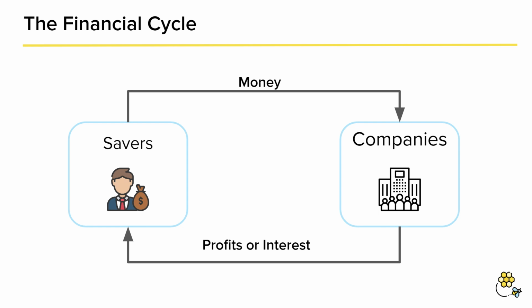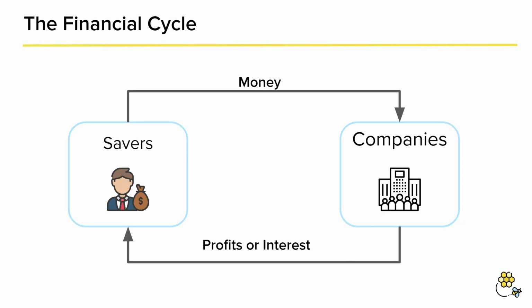The companies, in return, send back to the savers returns in the form of either profits gained from the company's operations or interest paid on their debt. The cost of acquiring money from savers, therefore, is the cost of capital. It is determined by a number of factors, but primarily is determined by the return that savers demand in return for their investment. Therefore, the return that the savers demand is the cost that the company must pay.